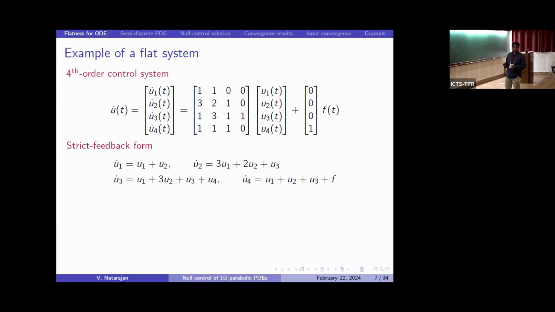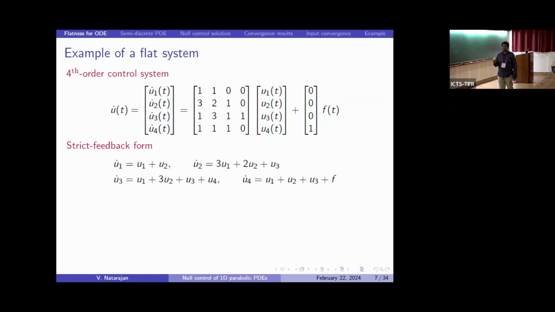So let me quickly look at an example because we will be looking at systems of this type. These are called strict feedback systems. So we'll see an example of that type. It's a fourth order system. When I write down this system as first order scalar equations, I get u1 dot is u1 plus u2, right? So u2 dot is 3u1 plus 2u2 plus u3 and so on. Such systems are called systems in strict feedback form because u1 dot depends on u2, u2 dot depends on u3 but not u4 and so on. So if you want to extend this idea to an nth order system, uk dot will depend on uk plus 1 but not beyond. Okay, these are called strict feedback forms.